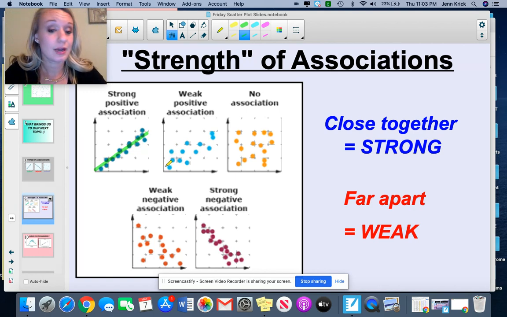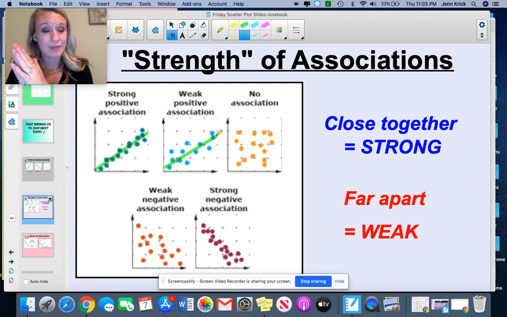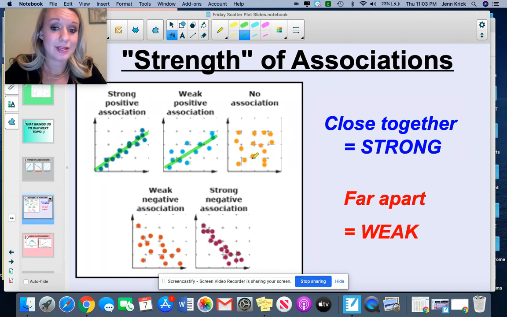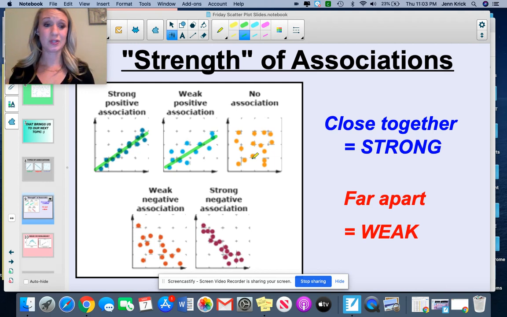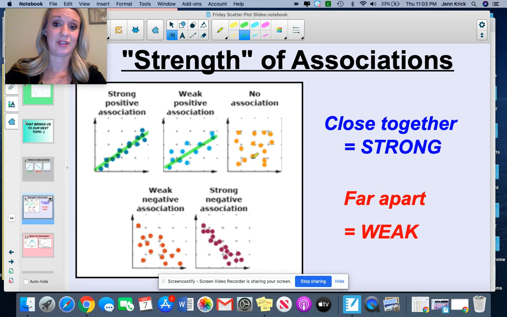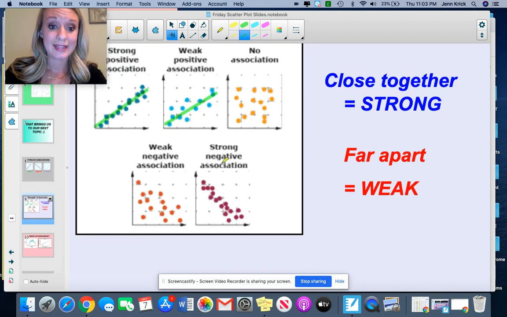These dots are still going up. If you draw your line of best fit, they're still increasing, but notice that they're a little bit further apart. That's a weaker association. And then last right here, there's no way to tell if these dots are increasing or decreasing, so there's no association there. So you cannot draw a line of best fit, and you can't tell me, ooh, that's strong, that's weak. No, it's nothing.